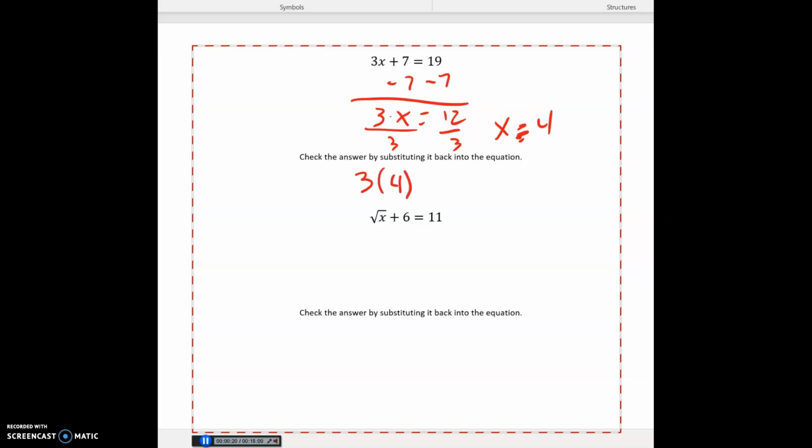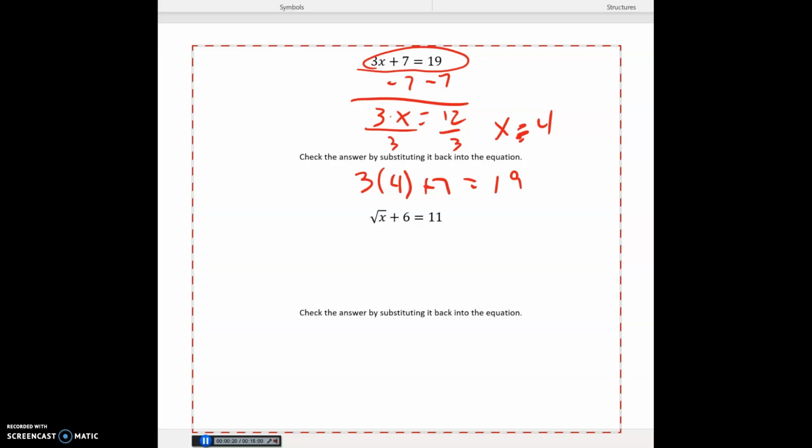So it's 3 times 4 plus 7. 3 times 4 is 12. 12 plus 7 is 19. You end up with the original equation, so you know you got the right answer.